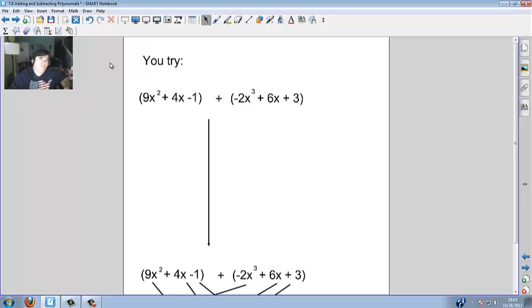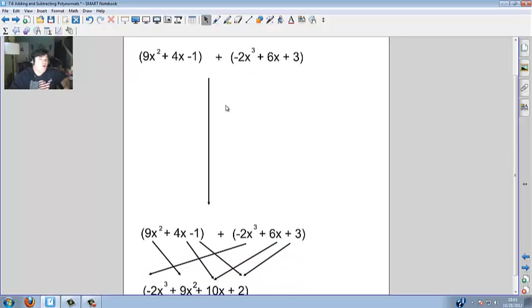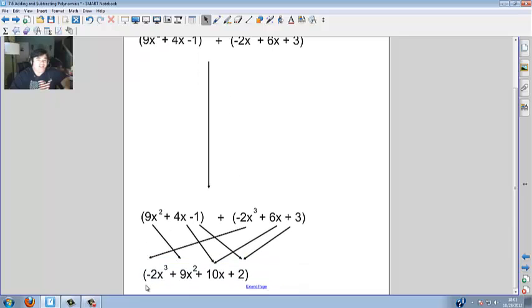You try, go ahead. Let's see how you did. 9x squared minus 2x cubed. Oh, excuse me. Negative 2x cubed is by itself. 9x squared is by itself over here. 4x and 6x makes 10x, and negative 3 plus 3 is positive 2.